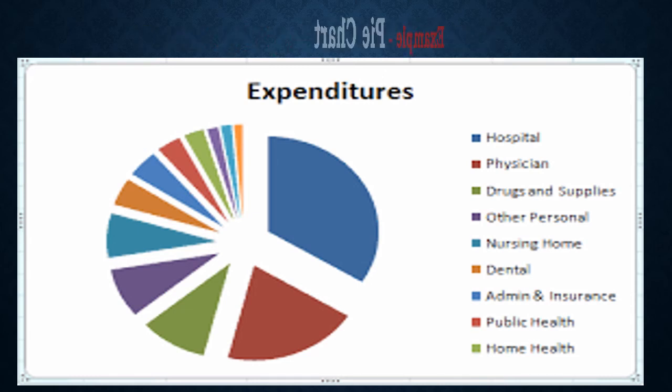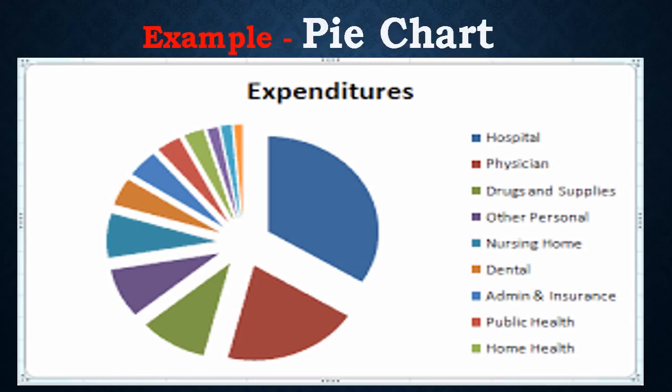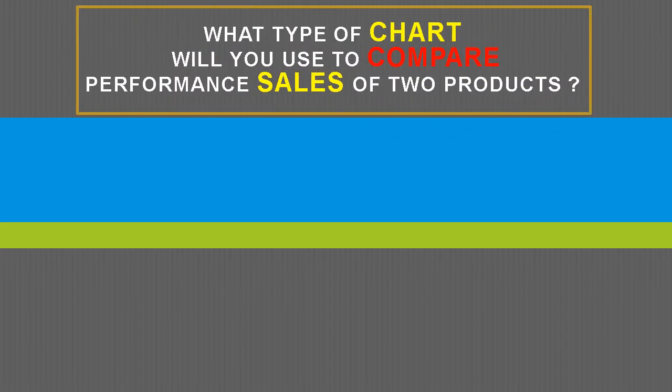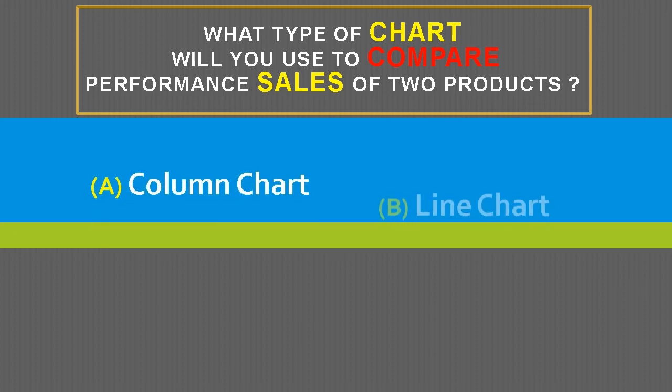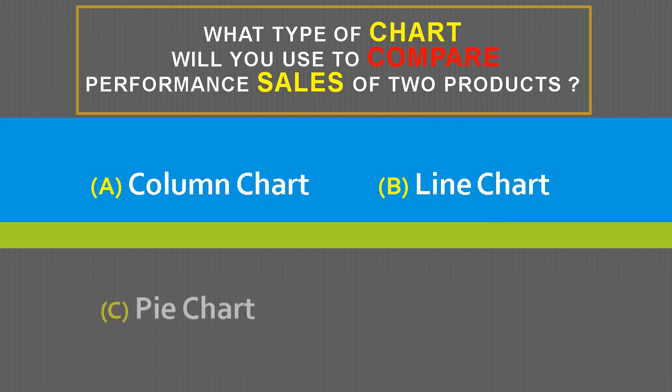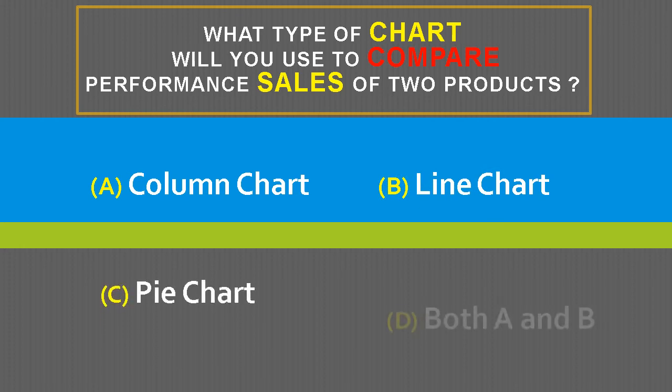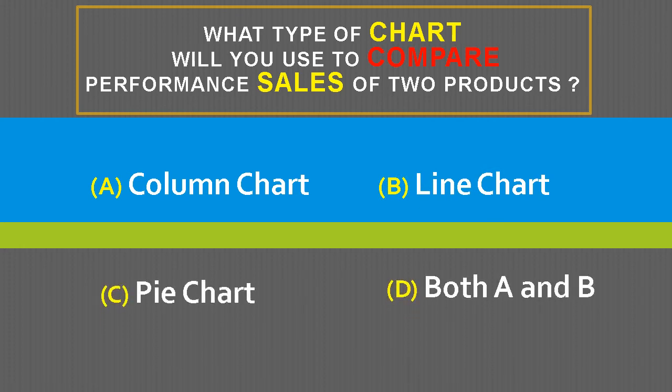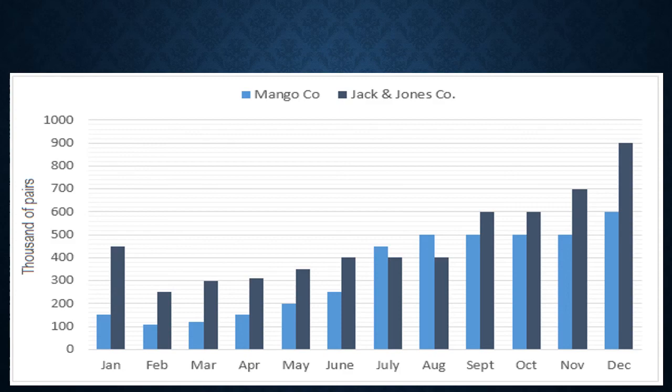Next question. What type of chart will you use to compare the performance of sales of two products? A. Column chart. B. Line chart. C. Pie chart. D. Both A and B. The right answer is A. Column chart.